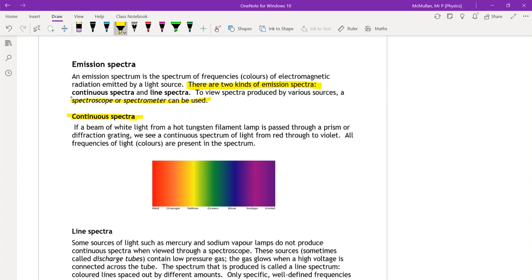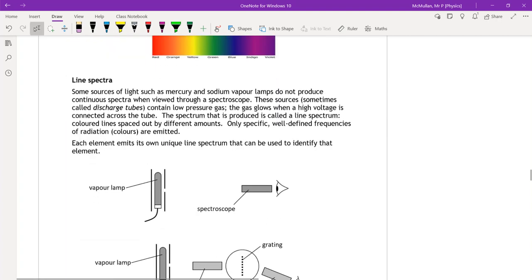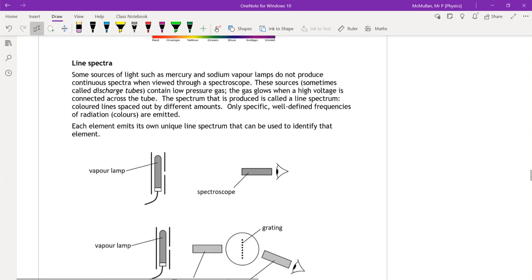Two kinds of spectra: continuous and line spectra. Some sources of light, such as mercury and sodium vapor lamps, do not produce a continuous spectrum. These sources contain low pressure gas. The gas glows when you have a high voltage inside the tube. The spectrum that is produced is called a line spectrum, coloured lines spaced out by different amounts. Only specific frequencies are emitted.